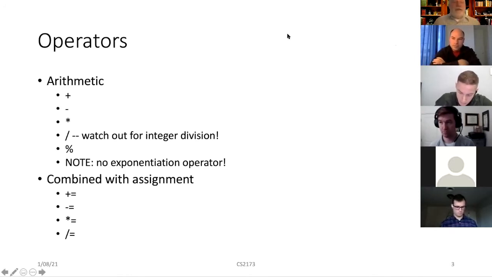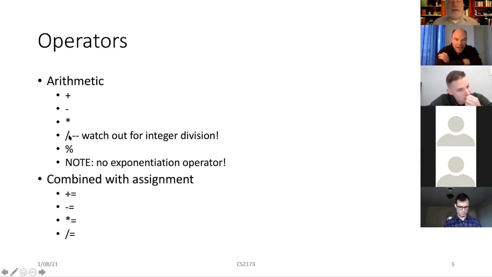Okay, so these should be familiar. Arithmetic operators: we have plus, minus, times is a little star here, and division. This is one of the gotchas here. You want to watch out for integer division. I'll show you an example of that.